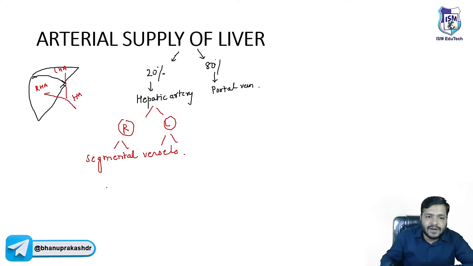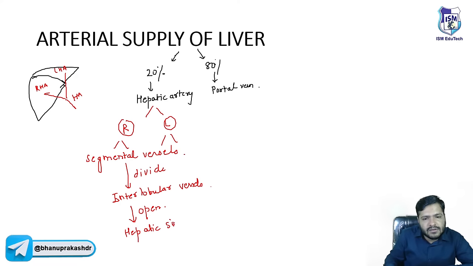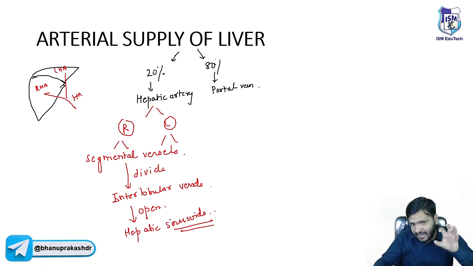And these segmental vessels further divide to form the interlobular vessels, in between the lobules, which run in the portal canal, and these interlobular vessels will open into hepatic sinusoids. The hepatic arterial blood basically mixes with the portal venous blood in the sinusoids.